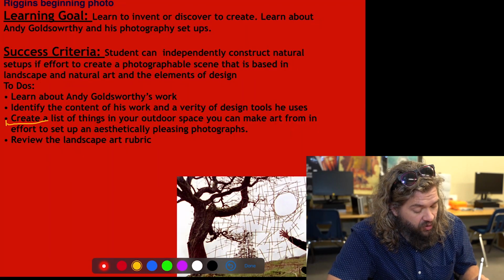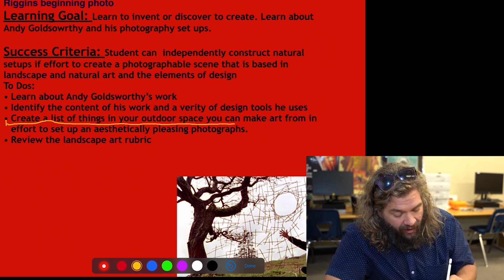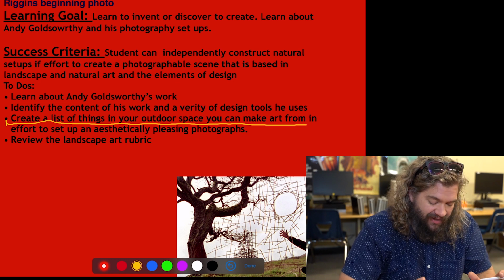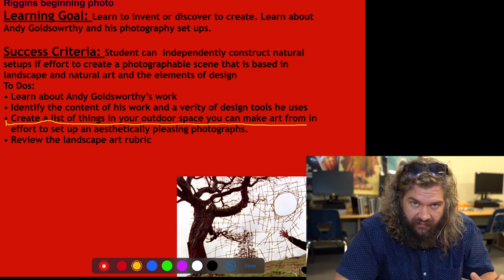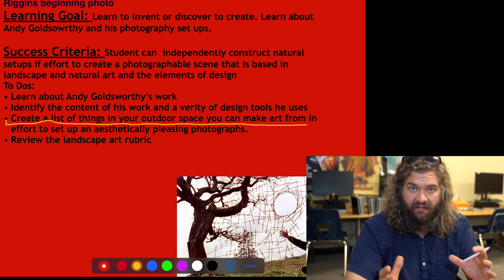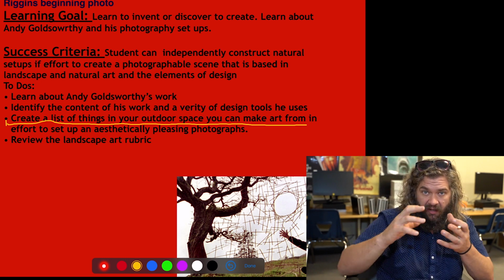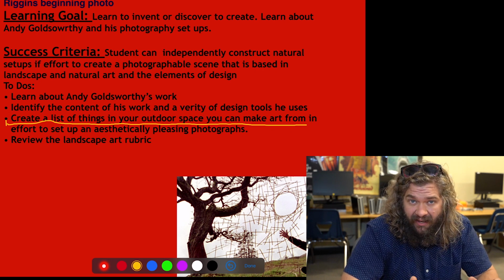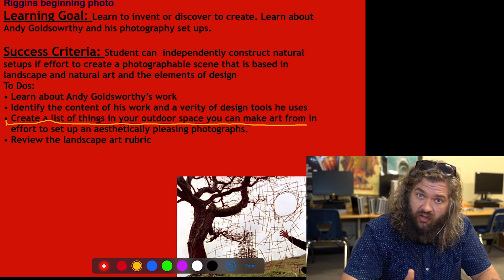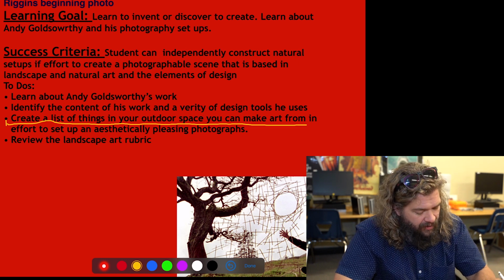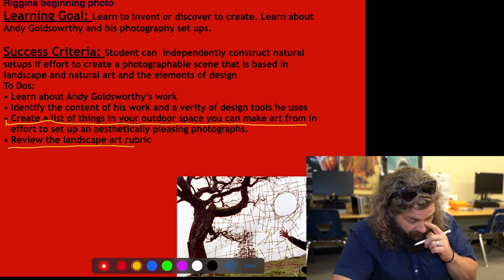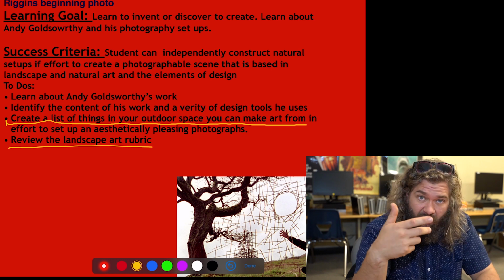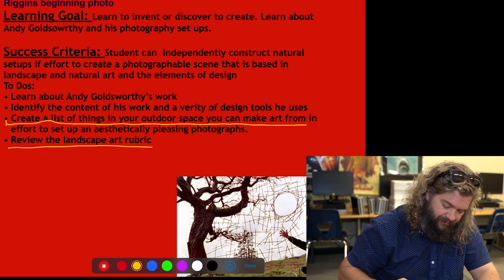All right, you're going to create a list of things in your outdoor space you can make art from in an effort to set up aesthetically pleasing photographs. Okay, so how can you find things in your space that you can put together, build, and create patterns or colors or forms with, so that you can make aesthetically interesting photographs? And we're going to review the landscape art rubric. We'll look at that in class together when class is happening, not in this video.